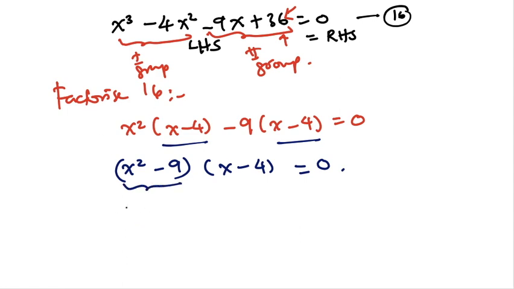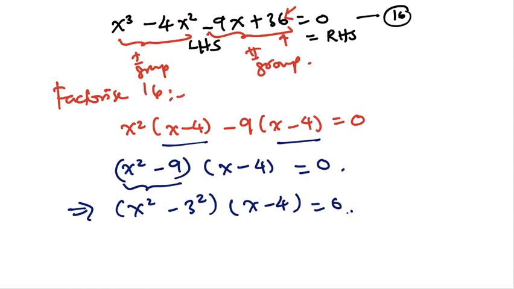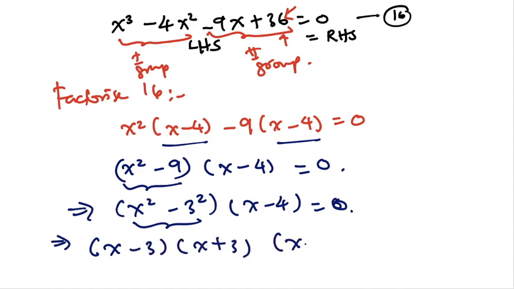But before we factorize it, we write it this way: x squared minus 3 squared, and then x minus 4 equals 0. Do you get what I mean? This is simple factorization that you already learned in high school. And from here, we can factorize this bit even further. That is x minus 3 times x plus 3, and then times x minus 4 equals 0.